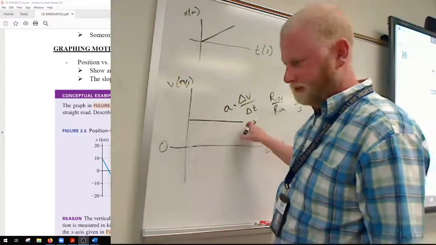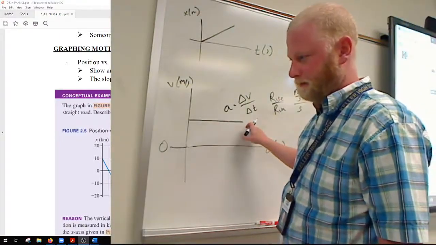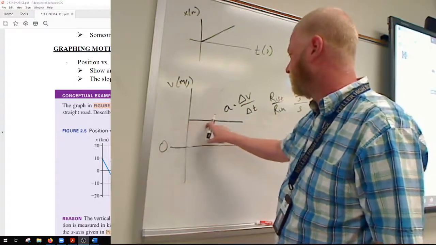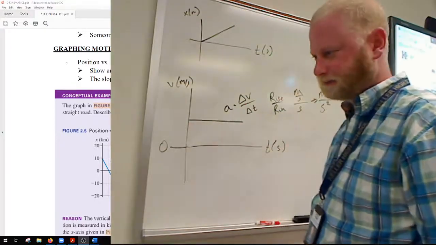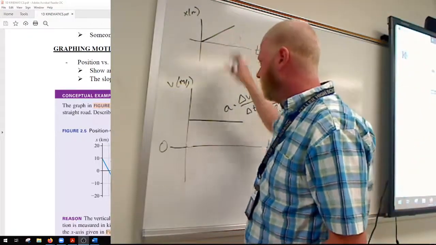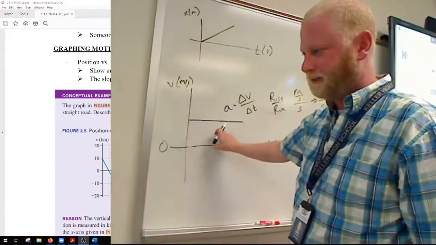Now the slope here is 0, right? Meaning there is no acceleration. And why does that make sense? Well, what's true about your velocity? It's constant. So the slope of your position versus time graph gives you velocity. The slope of your velocity time graph gives you acceleration.